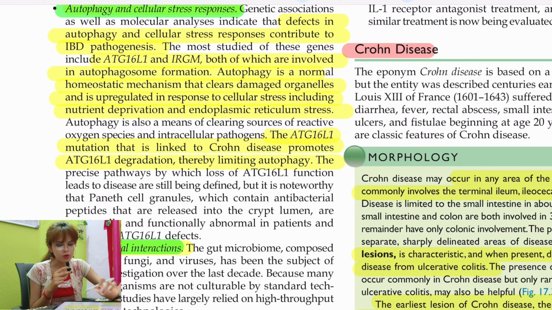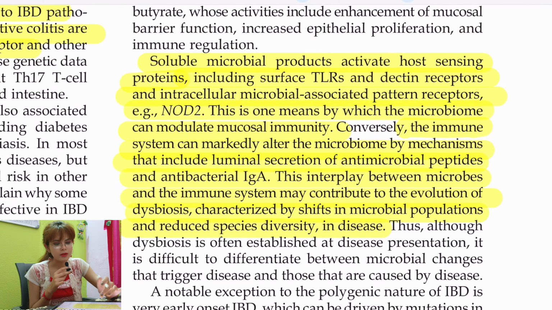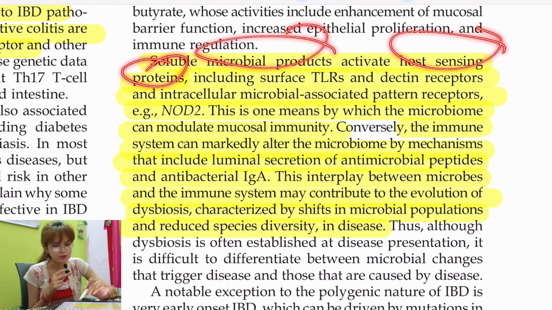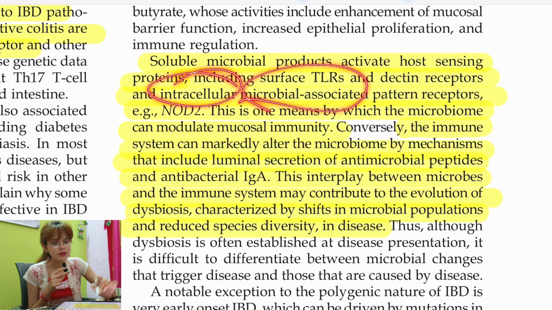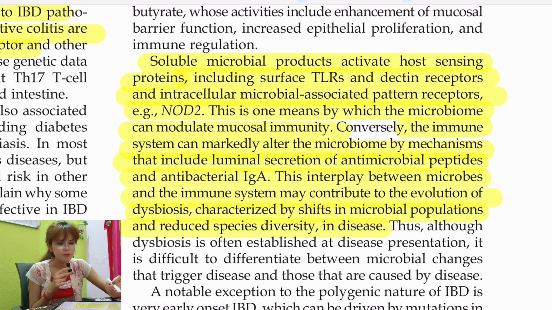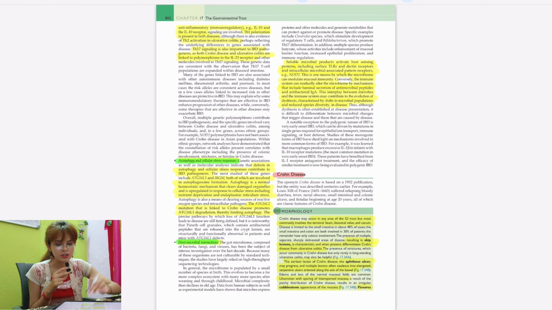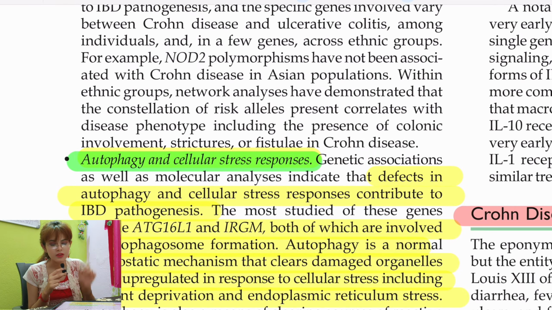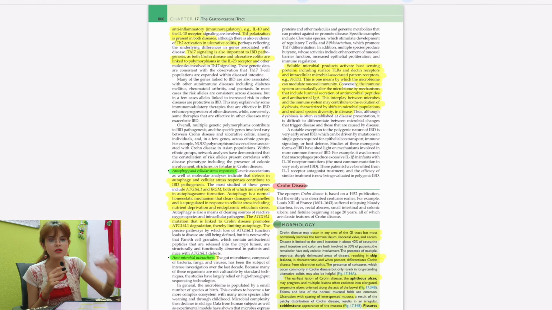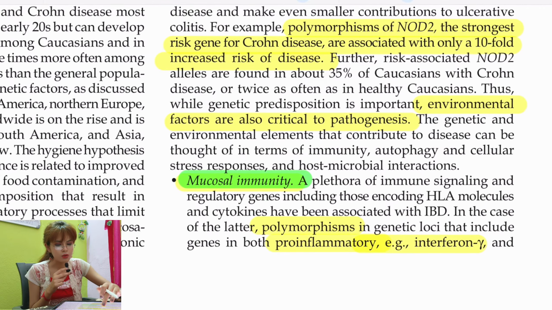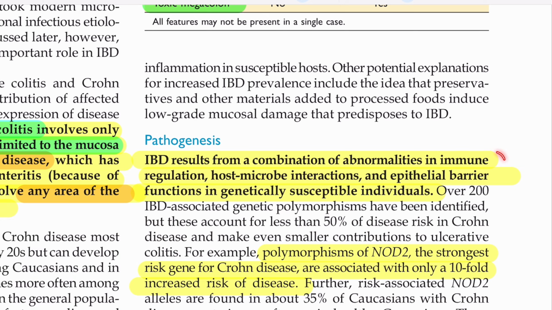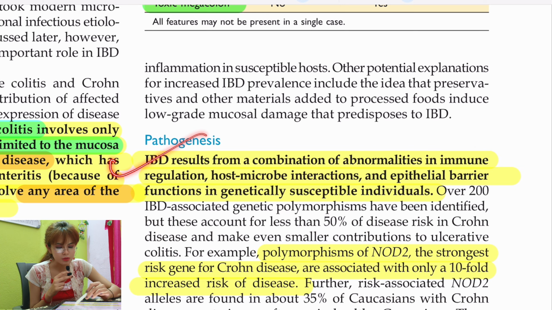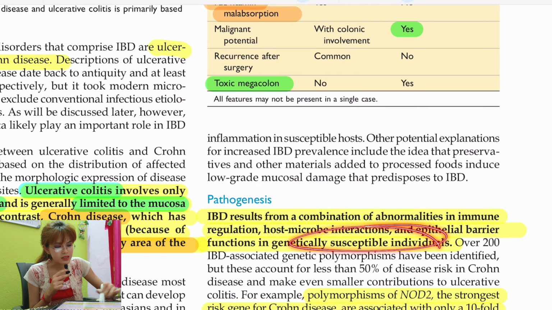And the third mechanism is the host microbial interactions. So soluble microbial products activate the host sensing proteins, including the surface TLRs and dectin receptors, and the intracellular microbial associated pattern receptor, which is NOD2. So basically all these points, there is a dysregulation or a change in the host microbial interaction and the environment. There is limitation of the autophagy and the cellular stress responses, and there is also a defect in the mucosal immunity. All of this together will give rise to this kind of abnormality in the immune regulation, and this will result in IBD in genetically susceptible individuals.